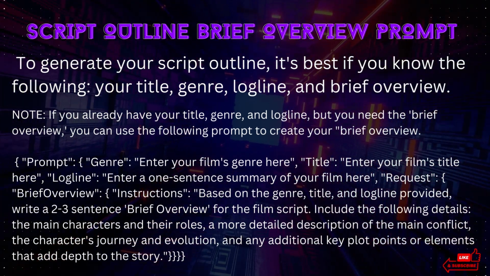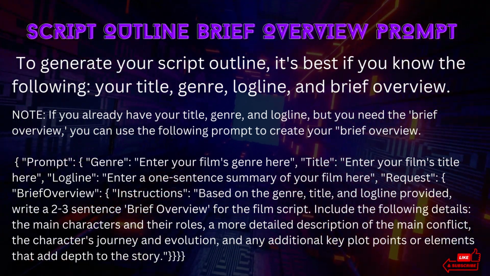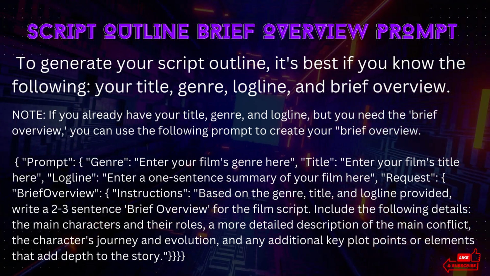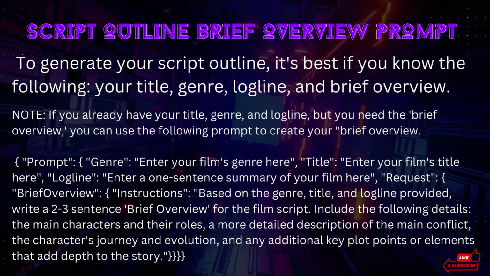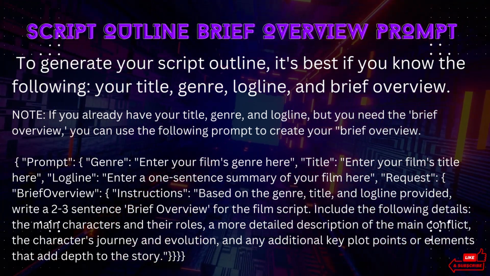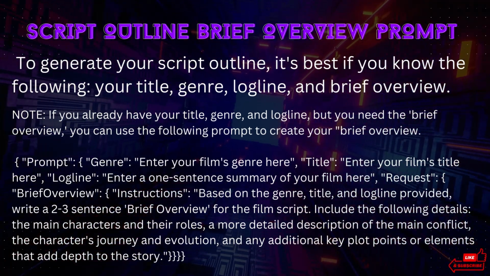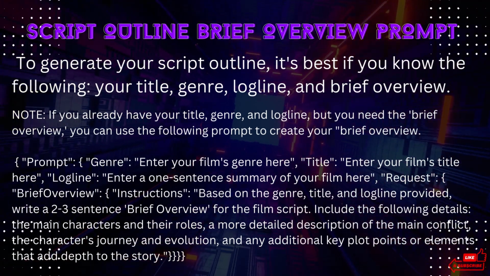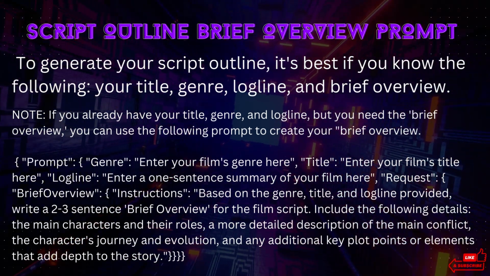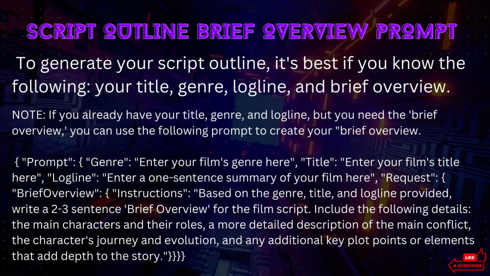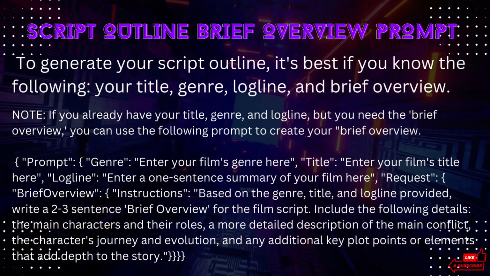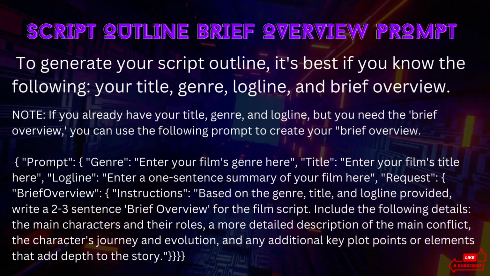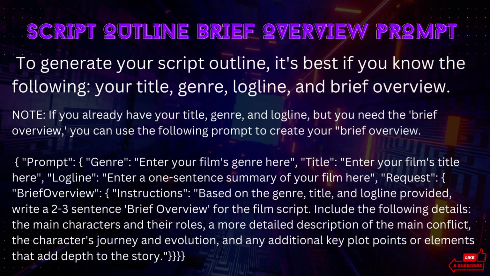It goes on further to state, include the following details: the main characters and their roles, a more detailed description of the main conflict, the character's journey and evolution, and any additional key plot points or elements that add depth to the story. Now, the specific details that you get within the brief overview is something that you can add to your script outline prompt, but again, if you do not have that, you can still move forward.